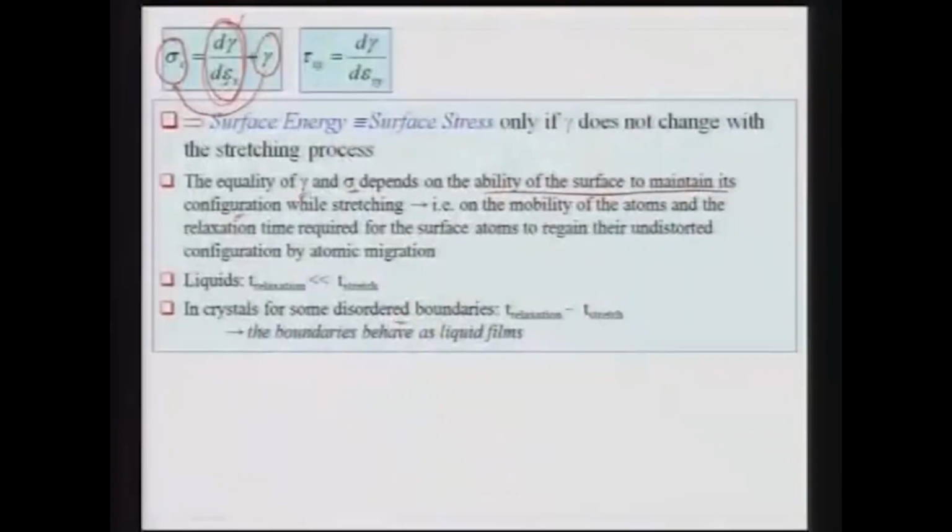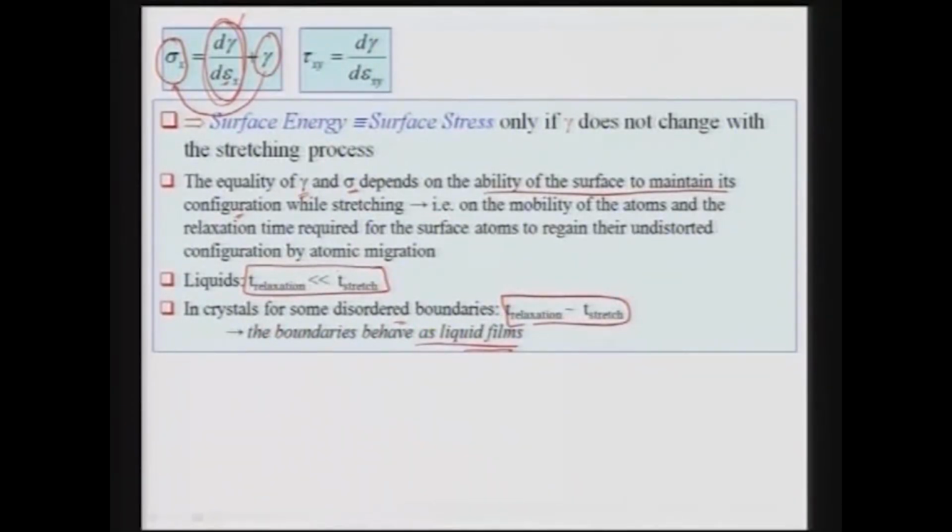So what is happening is that the mobility of atoms is very fast in liquids, which makes sigma equivalent to gamma. But in certain cases, like in grain boundaries or disordered grain boundaries, we have T relaxation approximately equal to T stretching. So in those cases it can behave as a liquid film, but in liquids as such, the relaxation time is much smaller than the stretching time.